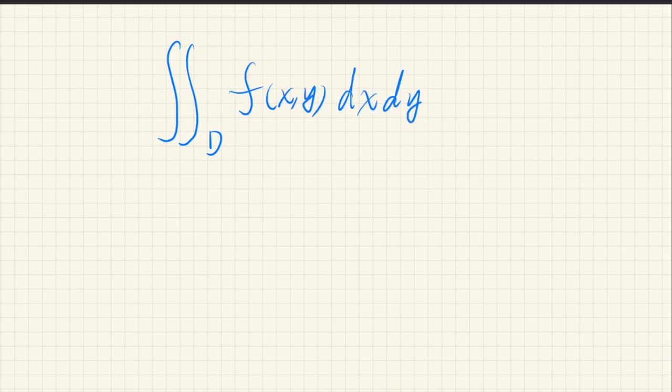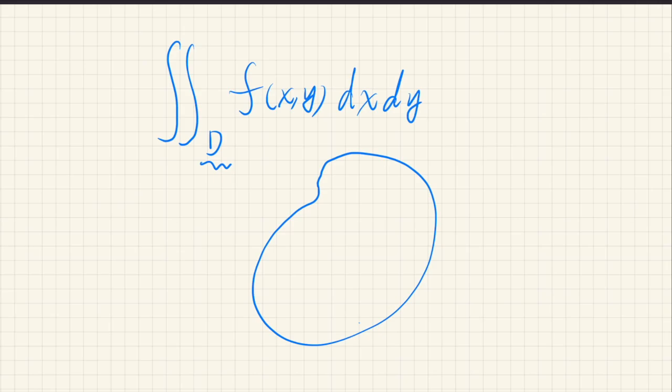In a previous video, we have studied how to integrate this double integral dx dy when this D is a rectangular closed region. In this video, we will extend this to non-rectangular region. Actually, it's a closed Jordan region. So how do we do that?